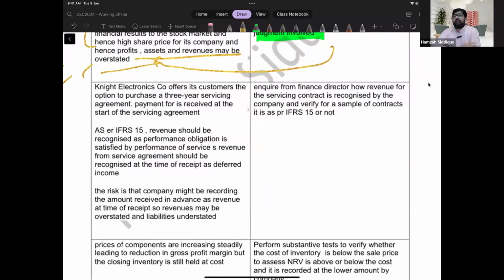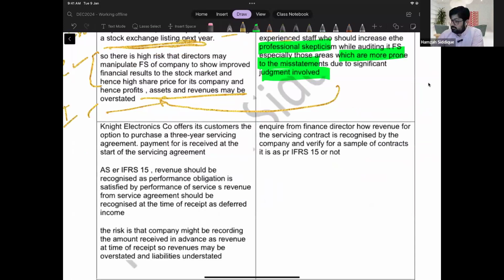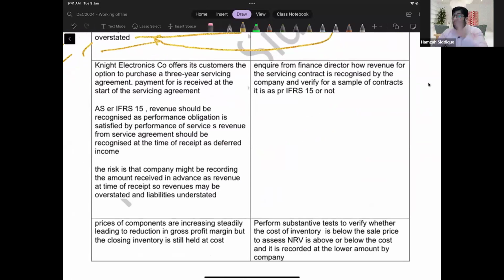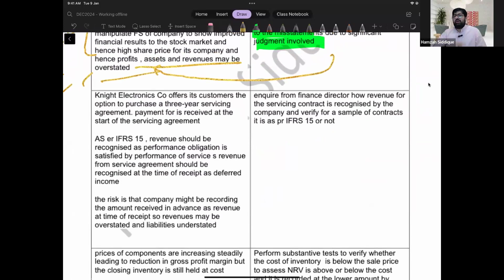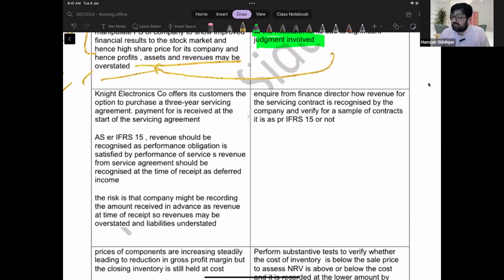Now, the next point is, yes. Remember, those possibilities, we have not to take assumptions from our side if information is not available in the scenario. We cannot do that. Now, the next point we identified: they offer their customers the option to purchase a 3-year servicing agreement.